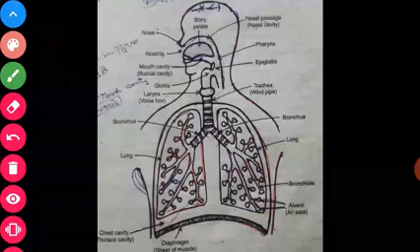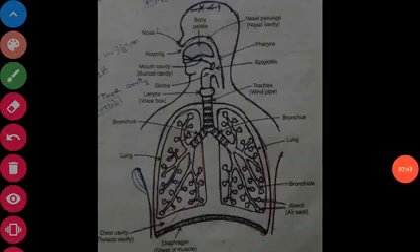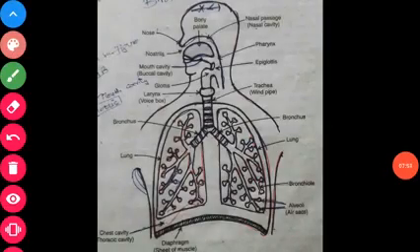At the bottom, there is a sheet of muscles, the diaphragm, which separates the chest cavity from the abdominal cavity.